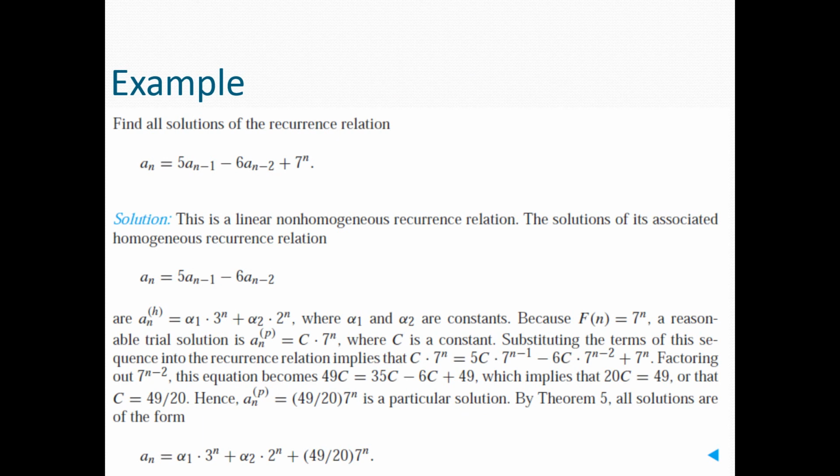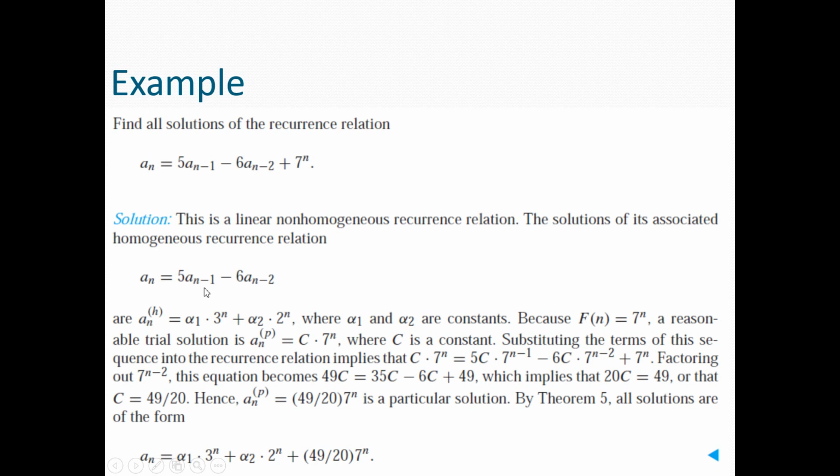Now another example of a non-homogeneous recurrence relation. Now this non-homogeneous recurrence relation is of degree 2, and this 7 to the power n makes it non-homogeneous. So first of all, the first step of the solution is to find the solution of the associated homogeneous recurrence relation. So the associated homogeneous recurrence relation is a_n is equal to 5a_(n-1) plus 6a_(n-2).